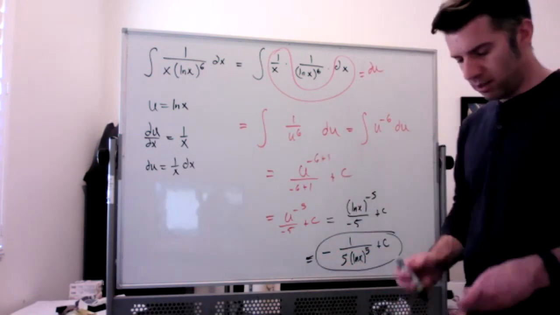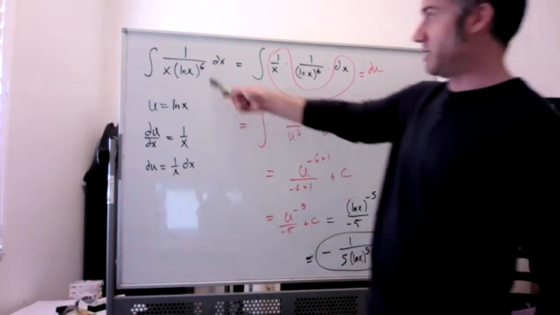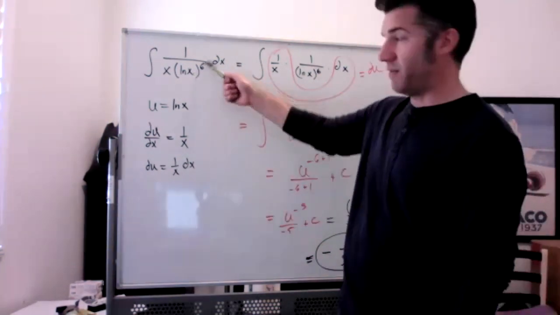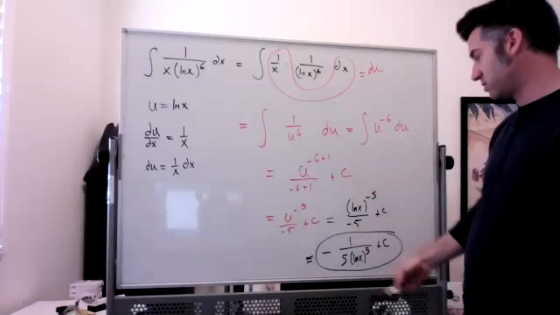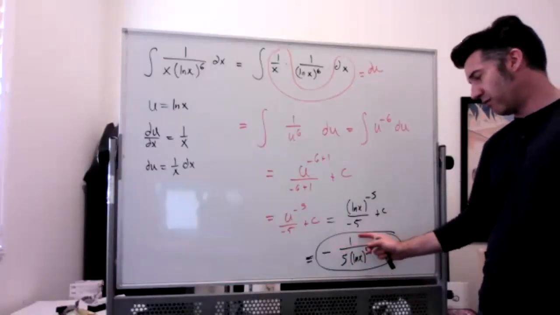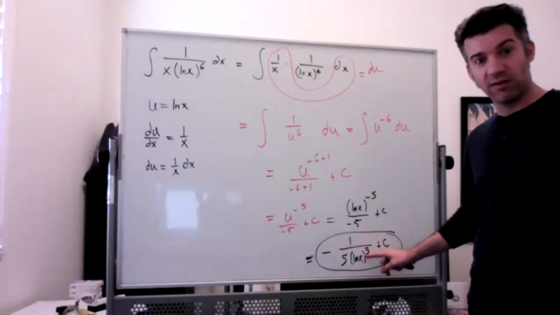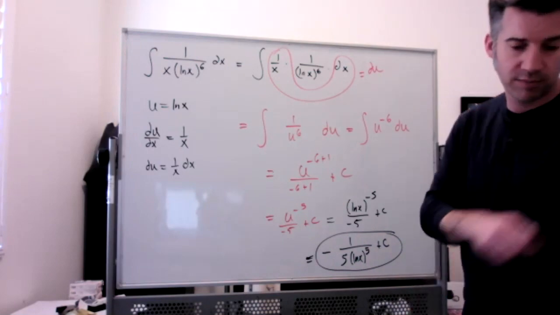Yeah. And so if it was natural log of x to the 6th instead of x, or natural log of x to the 5th instead of 6th, I imagine your answer would be essentially the same, except it'd be -1/4 natural log of x to the 4th probably would be your answer.